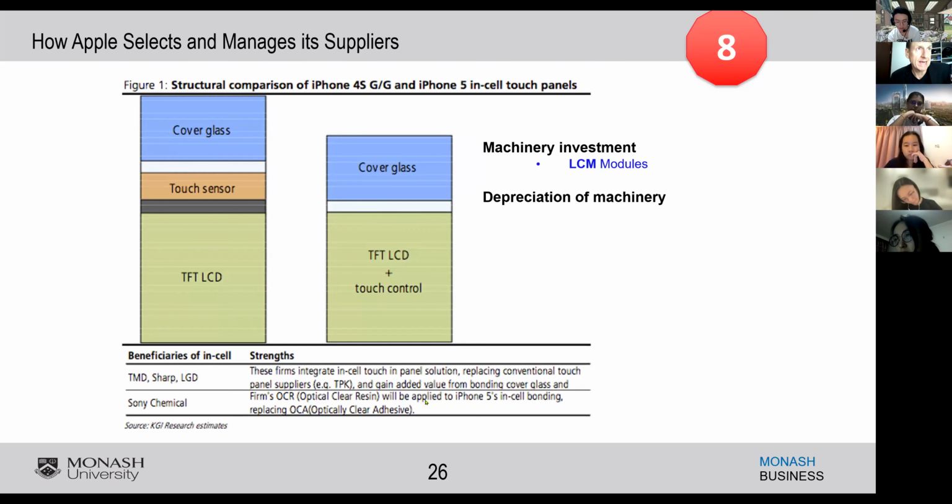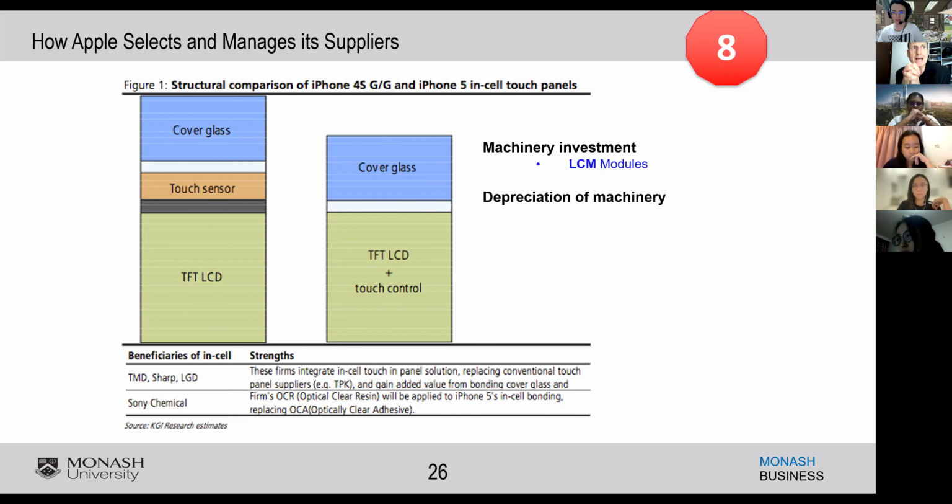And so here's an example of LCM modules. Remember, we've got our Gorilla Glass, our tempered glass. Up until about 8 years ago, there were normally 3 layers: the TFT, the touch sensor, and the cover glass. But then the technology came along about 7 years ago where the TFT and touch control were combined into one, so you only had to put 2 pieces together: the cover glass and the touch control.